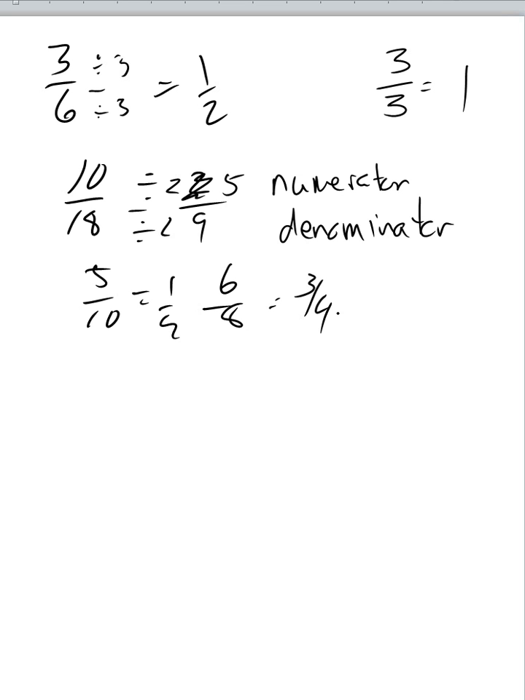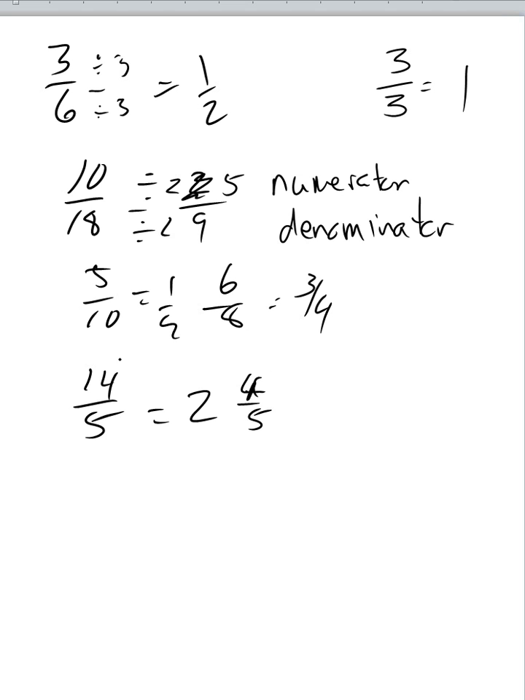Same thing is true as you don't want to leave a larger number in the numerator than the denominator. For example, if we have something like 14/5, well, what that really is, in essence, is 5 will go into 14 twice, with 4 left over. So that's actually equal to 2 4/5.